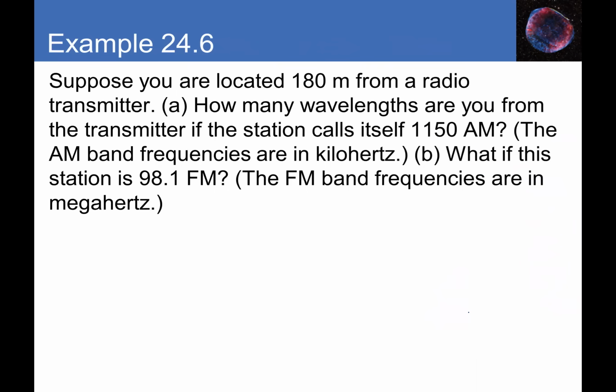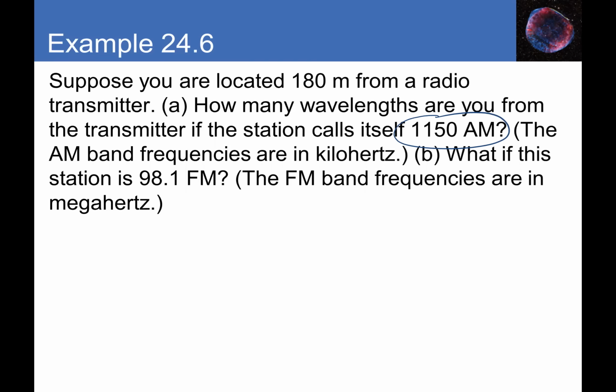All right, so let's look at an example here. Suppose you are located 180 meters from a radio transmitter. How many wavelengths are you from the transmitter if the station calls itself 1150 AM? The AM band frequencies are in kilohertz. So you're given your position, which means how far away you are, and obviously you want to know the wavelength of this particular wave.